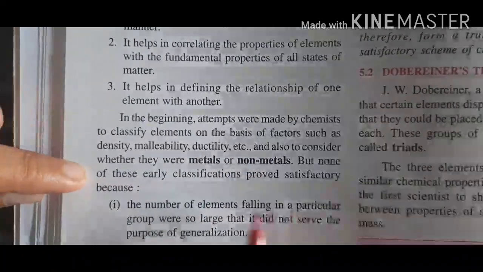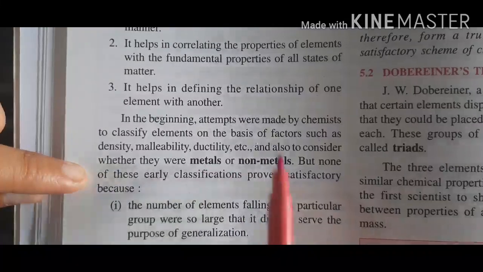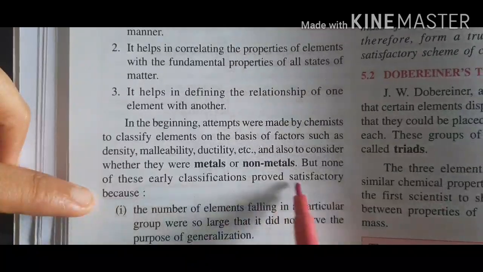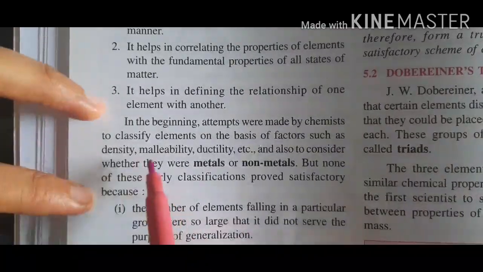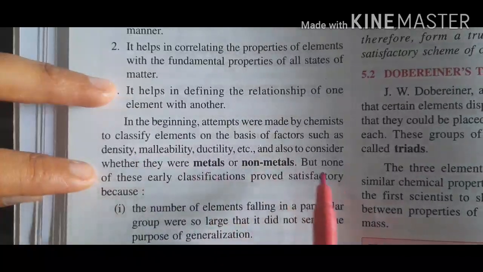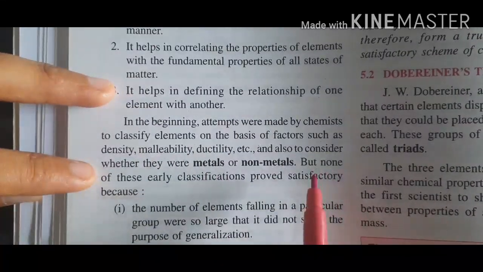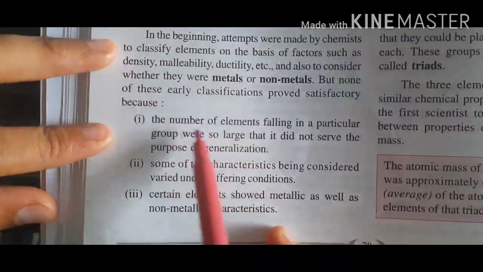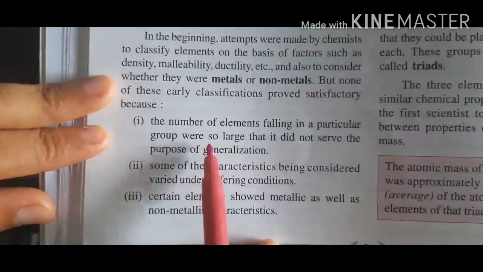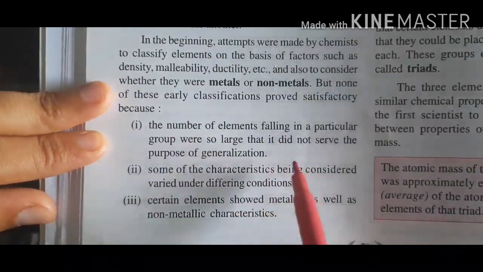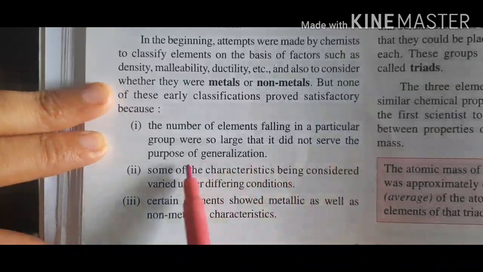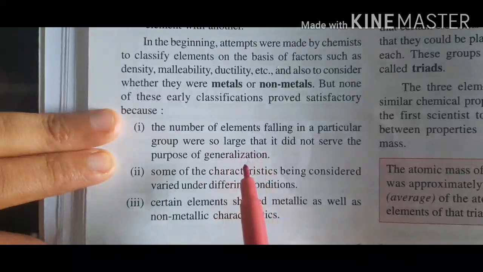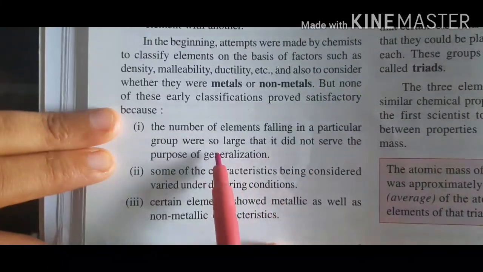After that they also considered metals and non-metals. Then they found that some are metals and some are non-metals, so they divided them like that, but none of these earlier classifications proved satisfactory. Which means that in all these classifications they chose a particular property, and the classification could not fulfill for all the elements. Why? Because here it is given that the number of elements falling in a particular group was so large that it did not serve the purpose of generalization, which means that the number of elements was so many and the particular groups became so large.